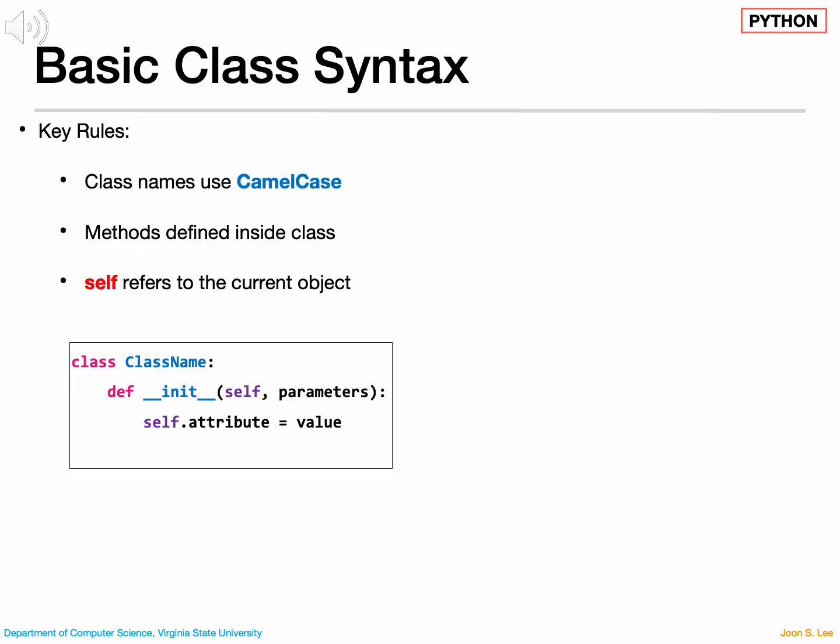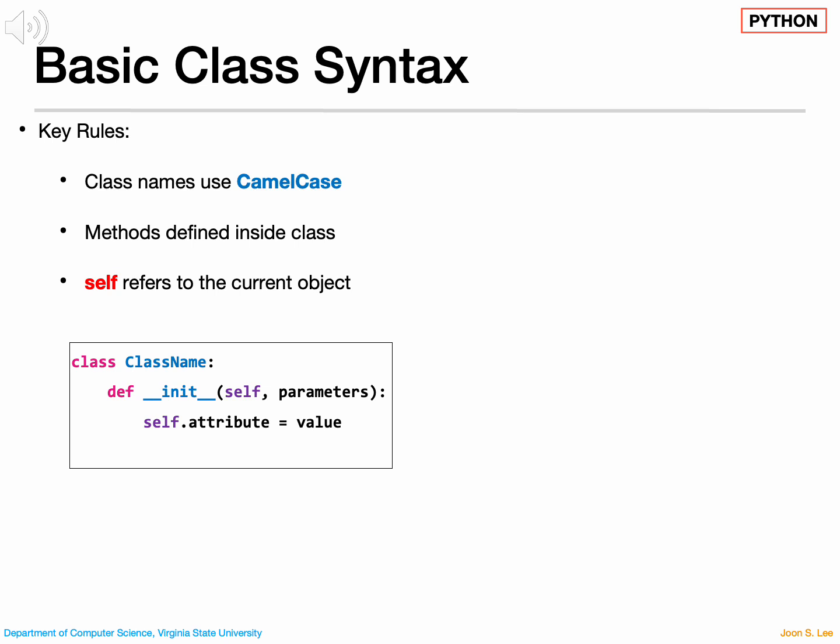Let's lock in the basic syntax rules for writing classes in Python. First, class names use camel case. This is a convention, not a rule enforced by the language, but it's extremely important for readability and professionalism. Second, methods are defined inside the class using the def keyword. Indentation matters in Python. Everything that belongs to the class must be indented under the class definition.